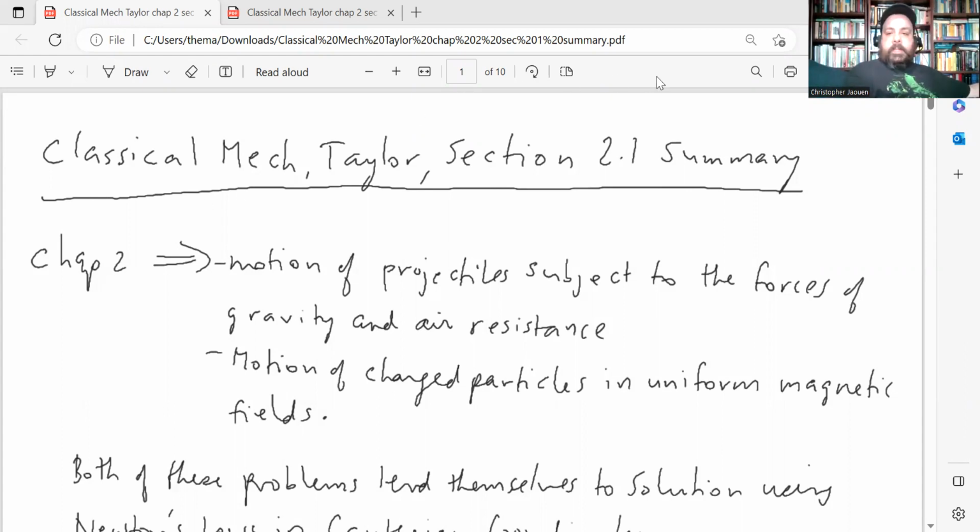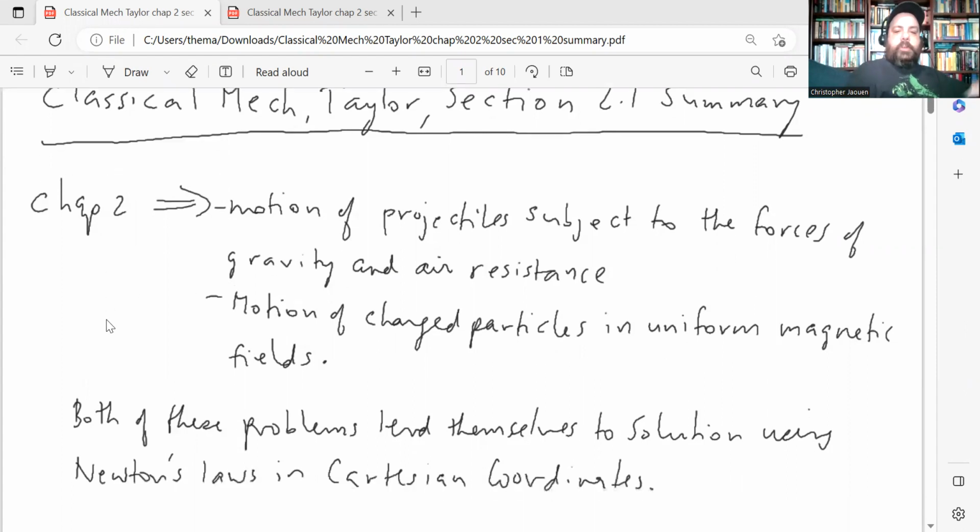Well, this is what chapter 2 is about. He says it here: motion of projectiles subject to the forces of gravity and air resistance. Usually in a calculus course, in Calculus 1 or Calculus 2, you look at projectile motion, but you ignore air resistance. And I'm assuming it's the same thing in a freshman level physics course. So here we're going to include air resistance in our problems.